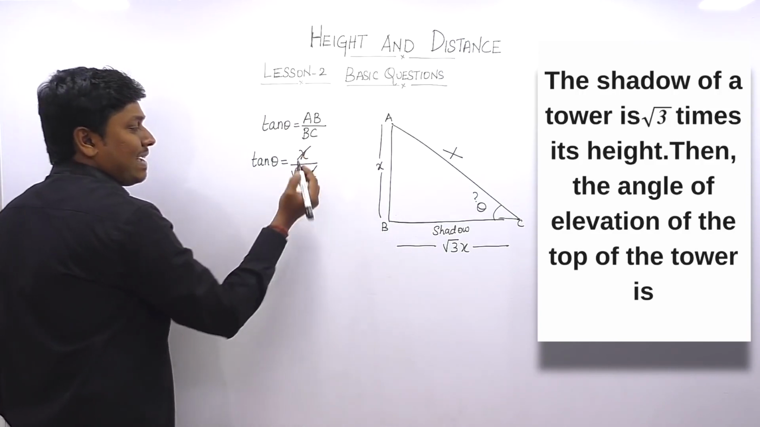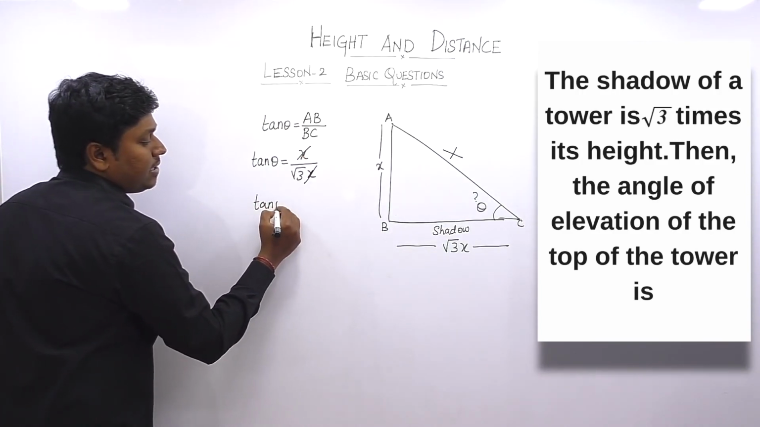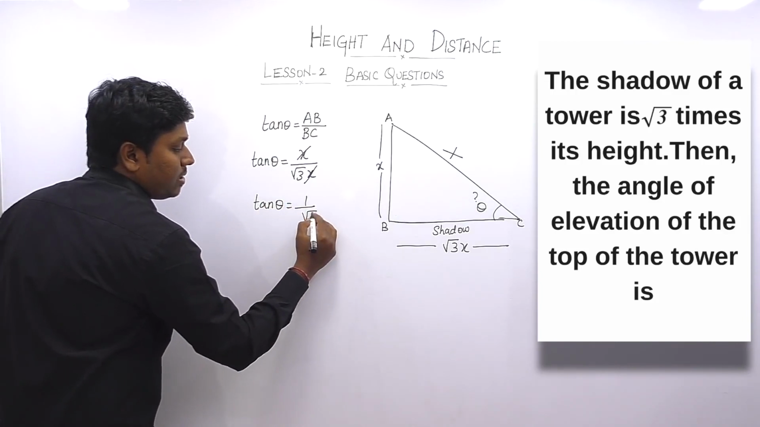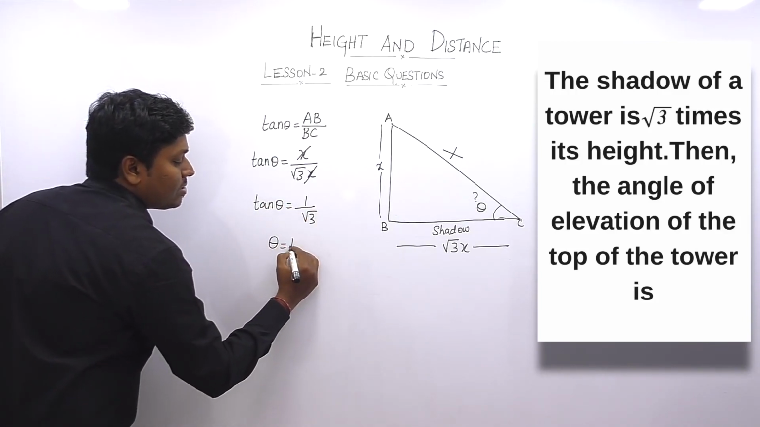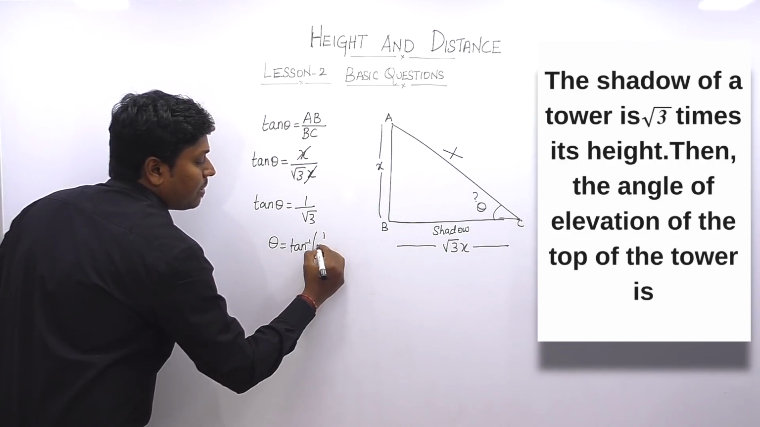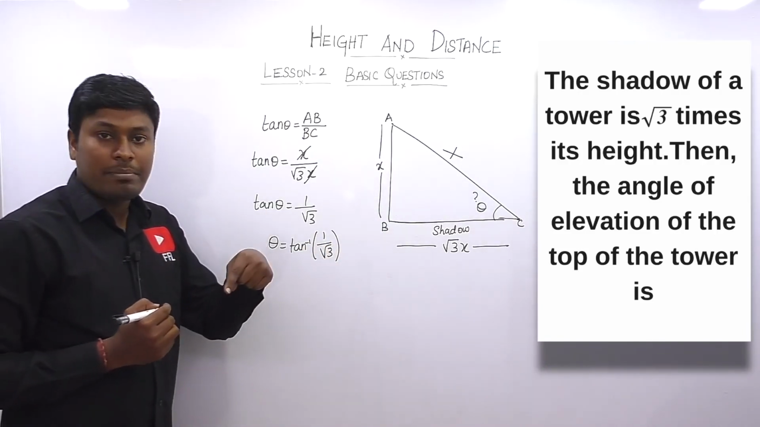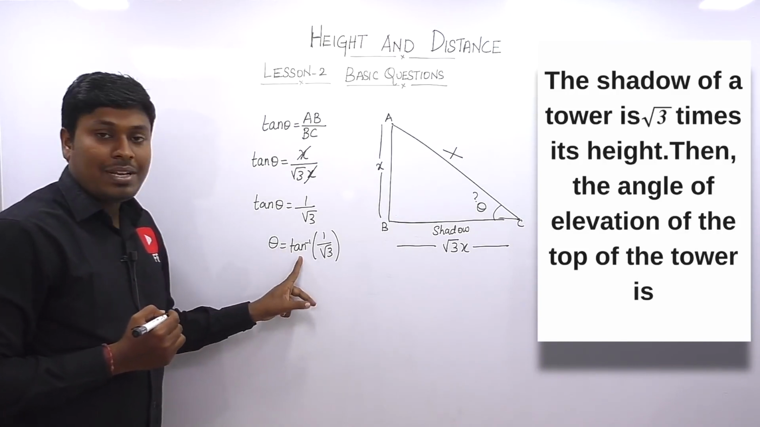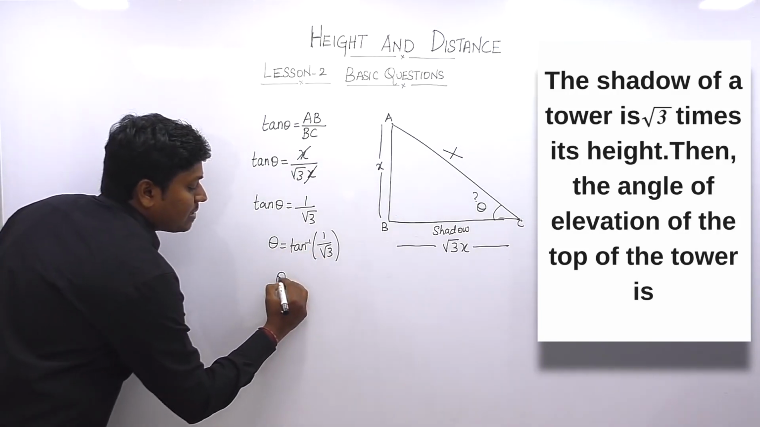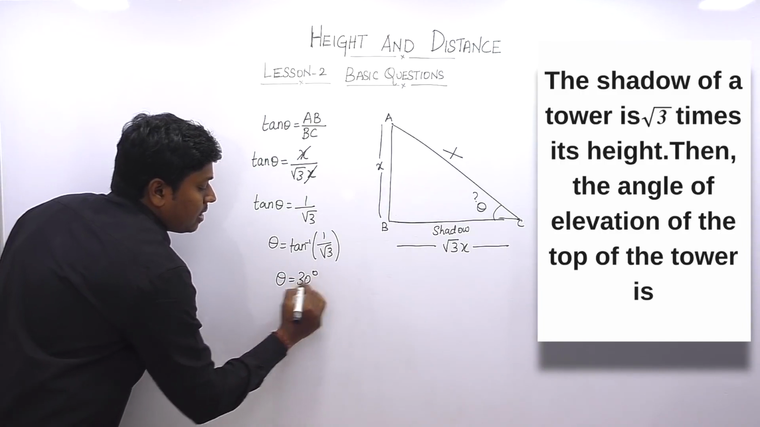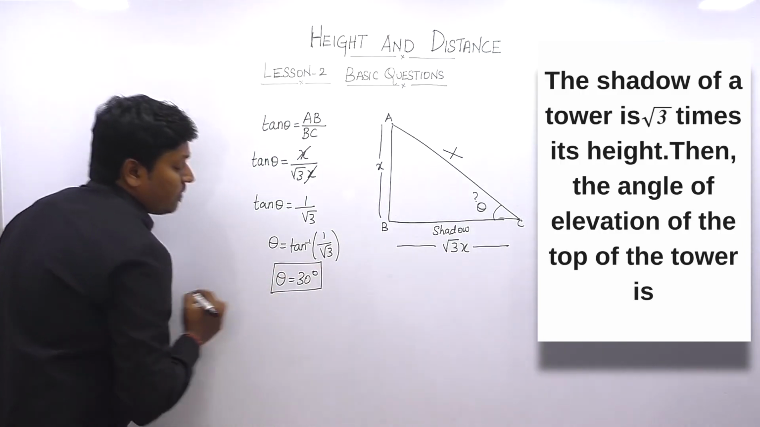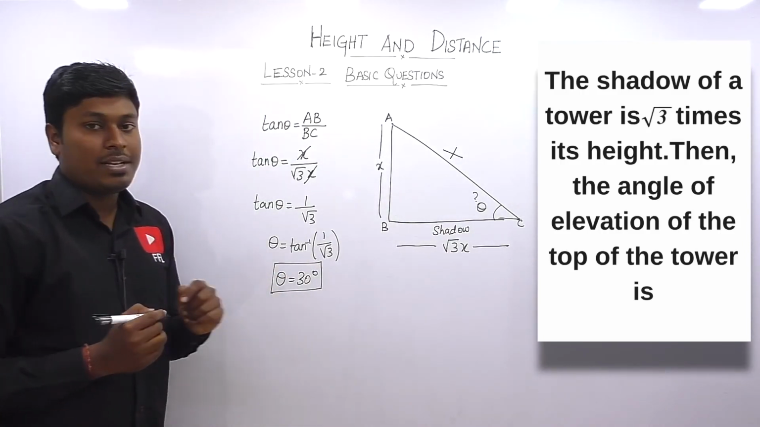So we can cancel x and x, so finally tan theta is equal to 1 by root 3. So theta is equal to tan inverse of 1 by root 3. According to the trigonometrical ratio, we know tan 30 is 1 by root 3. So here theta is equal to tan inverse of 1 by root 3. So we can say that theta will be 30 degrees. So finally we got the angle of elevation, where theta is equal to 30 degrees.